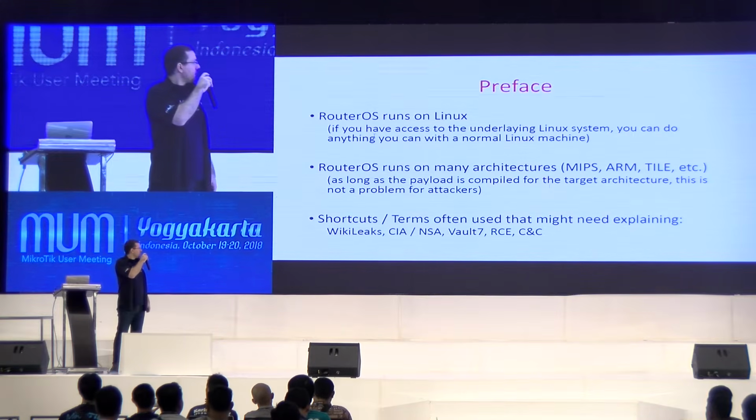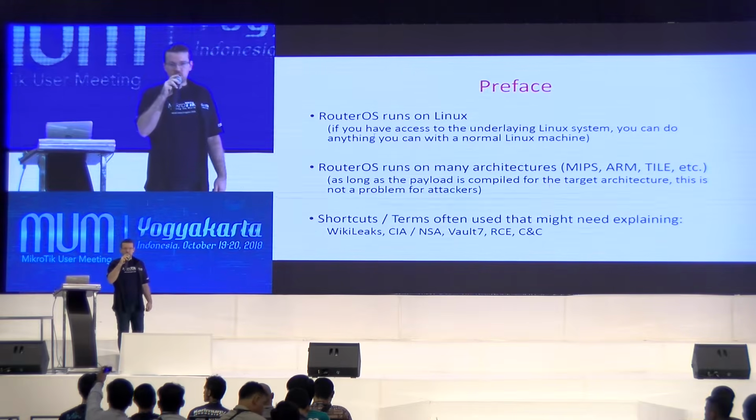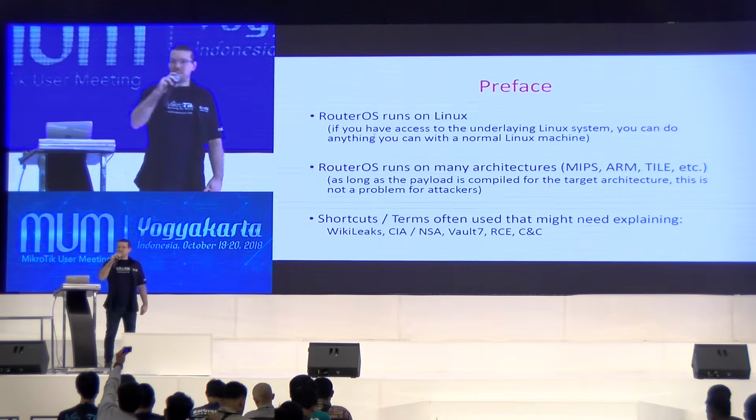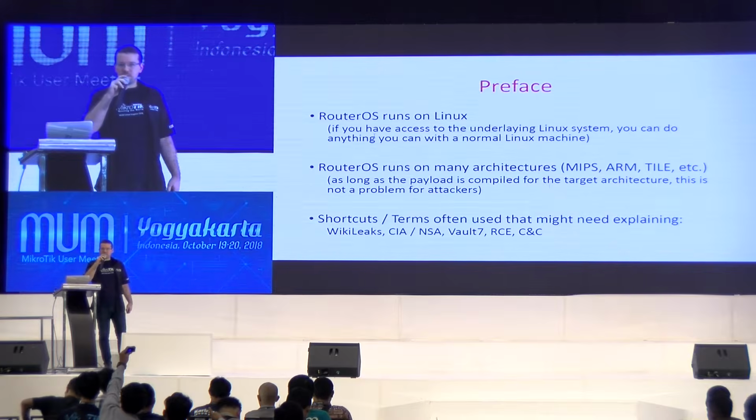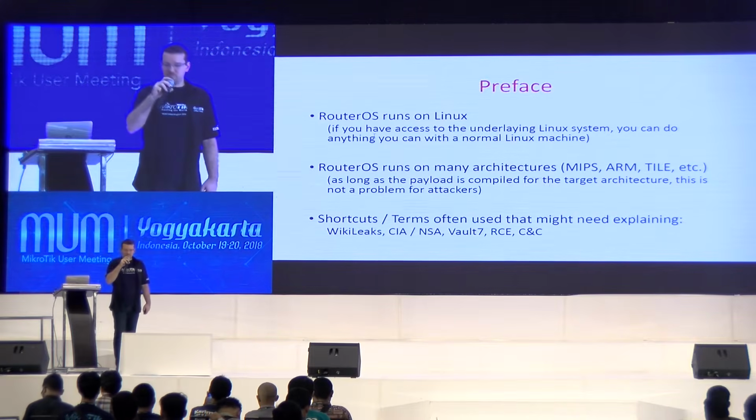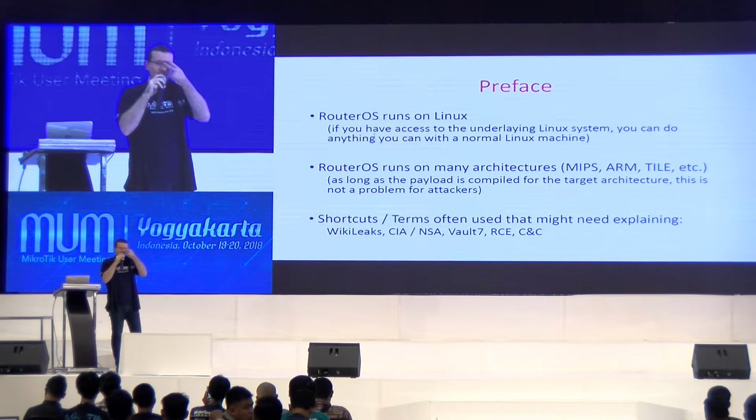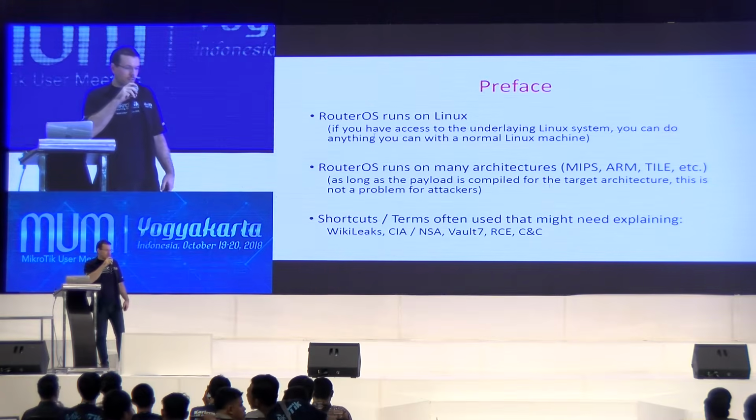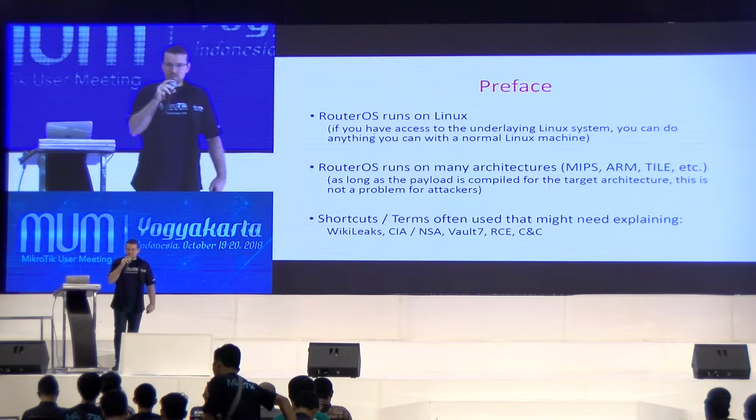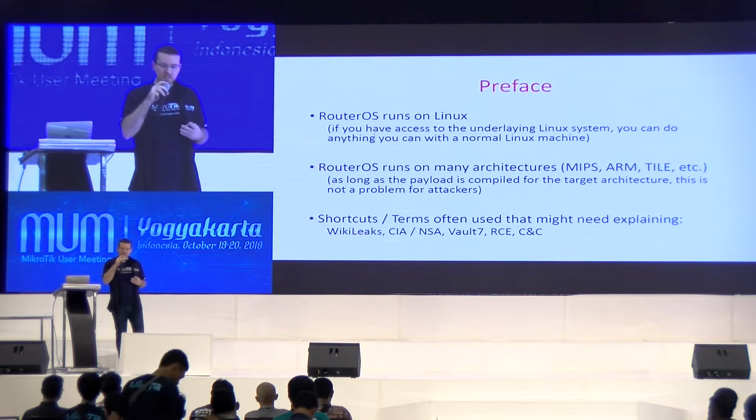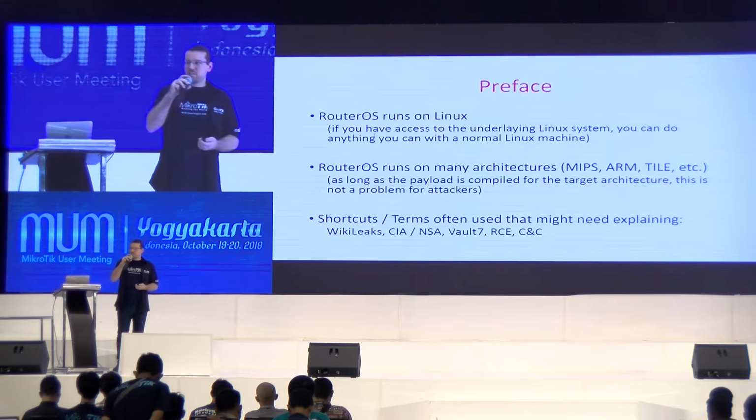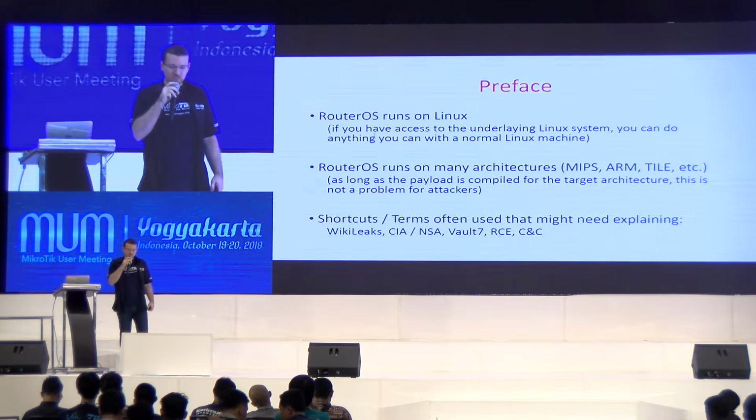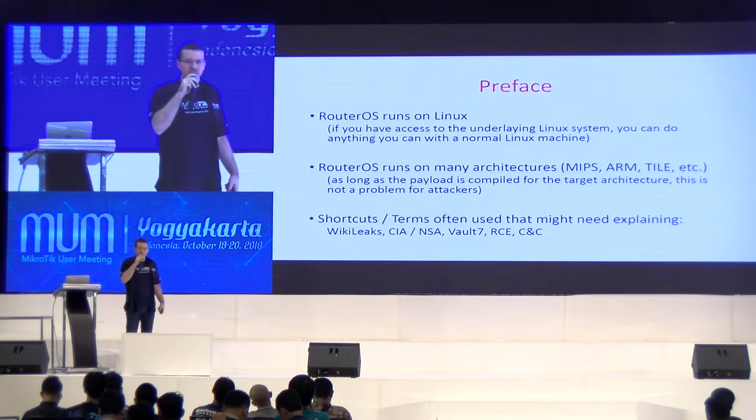So a few shortcuts which we will use throughout this presentation, which might need explaining. I hope all of you know what WikiLeaks is. It's a website which frequently publishes leaked documents from secret services of governments around the planet. CIA and NSA, those are American intelligence organizations. Vault 7, we will talk about this really soon. And since we will be referring to RCE and CNC throughout the presentation, RCE means remote code execution, and CNC means command and control servers. So we will be using these shortcuts throughout the presentation.